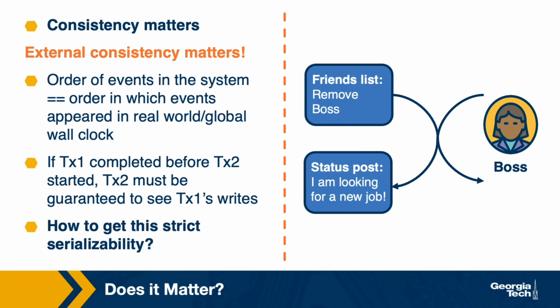In fact, what matters is what we refer to as external consistency, and that the order in which the events are applied in the system must match the order in which the events appeared externally in the real world, based on some global wall clock. In other words, if the system has acknowledged that transaction 1 has completed at some point of time before transaction 2 started, then it must also guarantee that transaction 2 will see all of the updates that were performed by transaction 1. This property is equivalent to having strict serializability, and we've already talked about the fact that without having a global clock guarantee, we cannot expect to provide strict serializability in a distributed system.